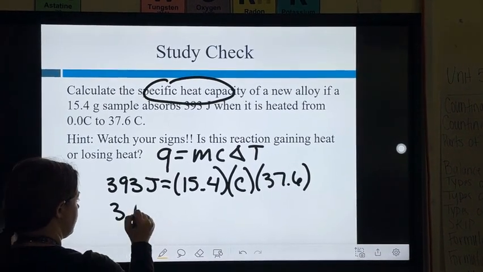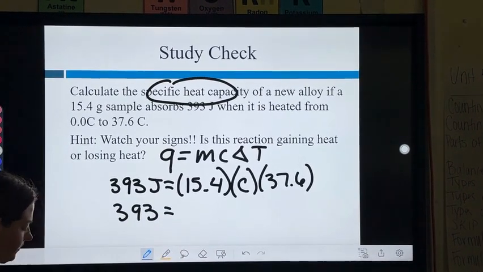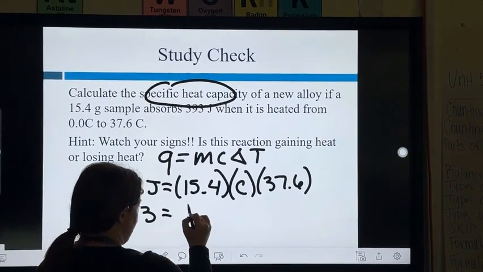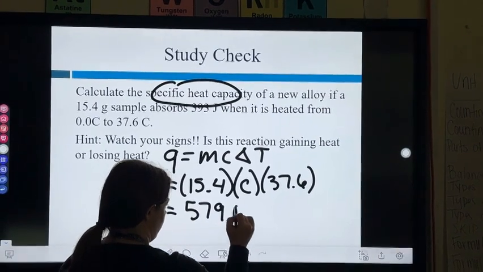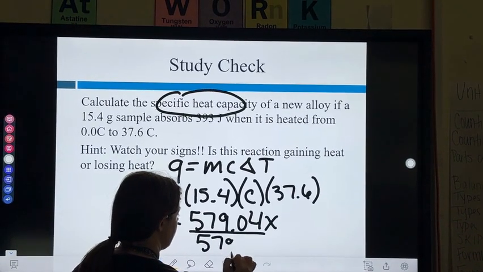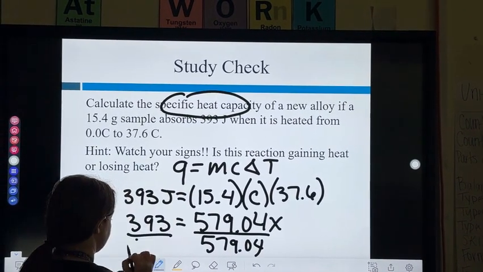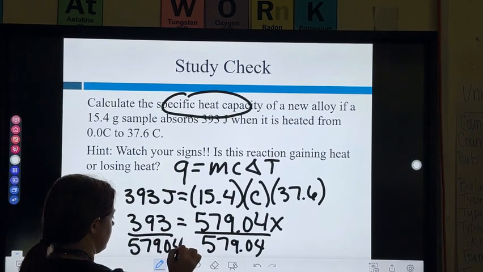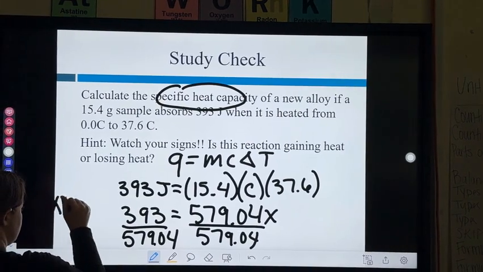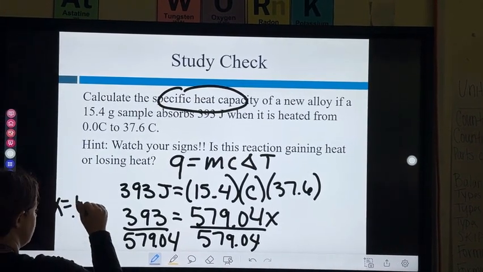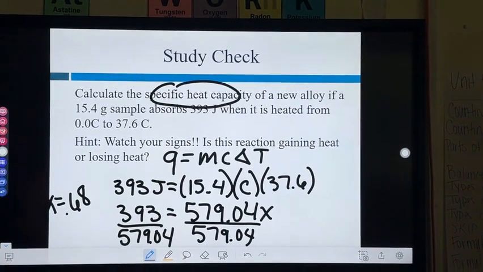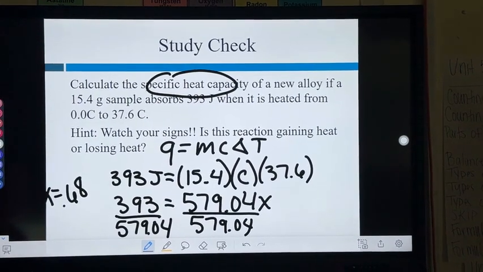So we know 393 will equal 15.4 times 37.6. This is 579.04 X, and we're going to divide each side by 579.04. So then our X will equal 0.68, okay? And if you wanted to figure out what substance this specifically is, you could check the whole roster.